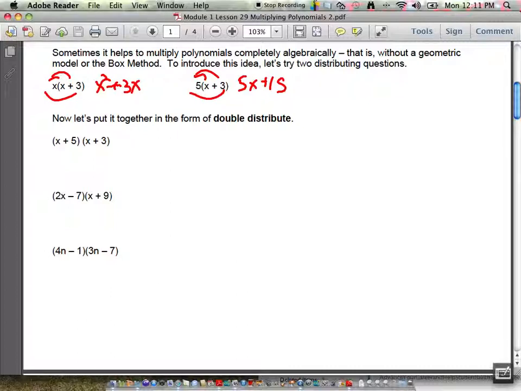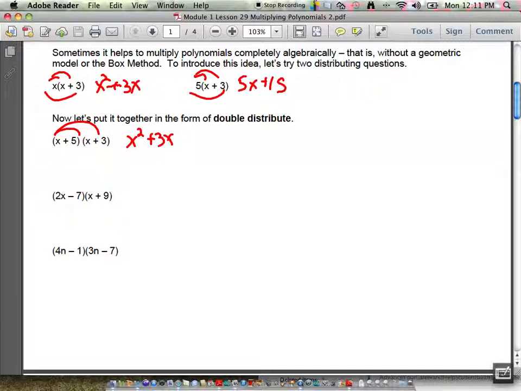You already know how to distribute. What I'm going to do is distribute both of these. So in my mind, I cover up the plus 5. And all I'm going to do first is distribute the x. X times x plus 3 is this exact previous question. I get x squared plus 3x. Again, called double distribute because I'm distributing twice.